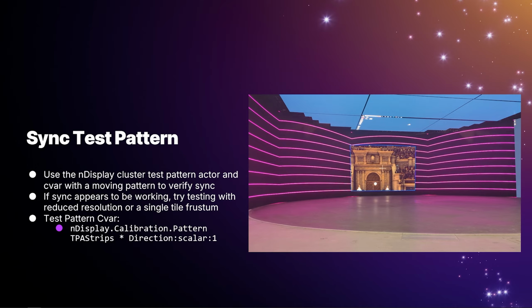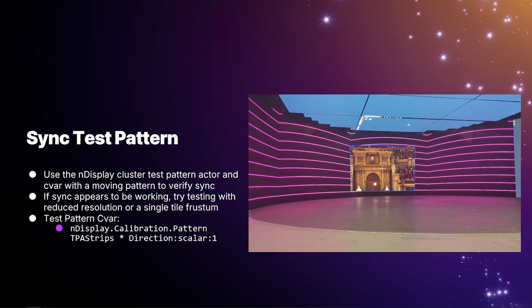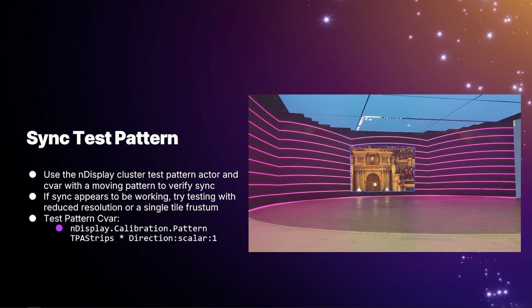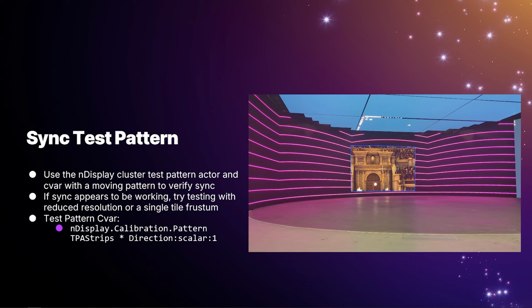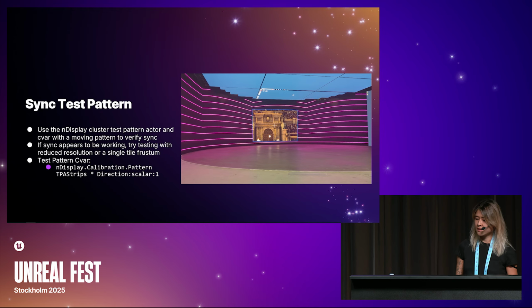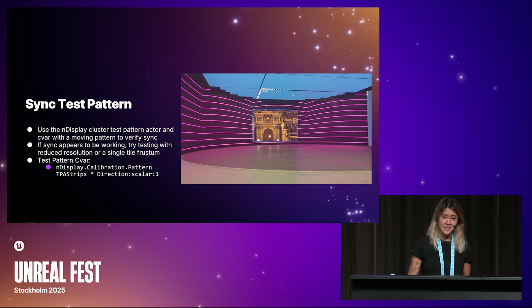Another thing to double check is probably that sync is set up correctly, say if you're using tri-level or PTP sync. There's an end-display test pattern that's built into the engine that's really handy. It does a moving pattern, so you can check that you're not getting seams across or that they're not traveling at different speeds. It should go across the entire cluster. For that one you have to add an actor into your scene and then set the CVAR. That's the one that I usually use for testing.